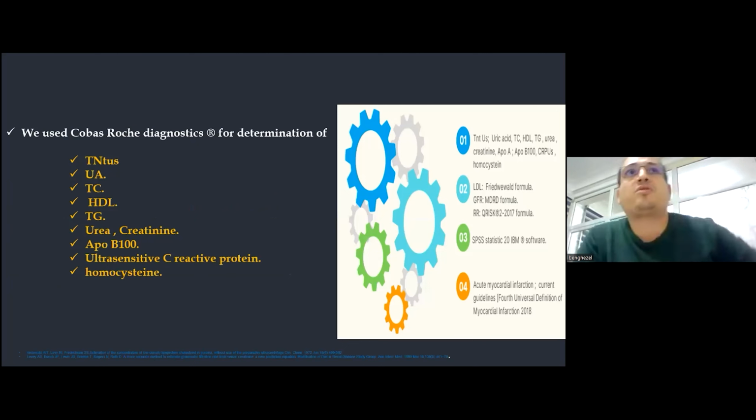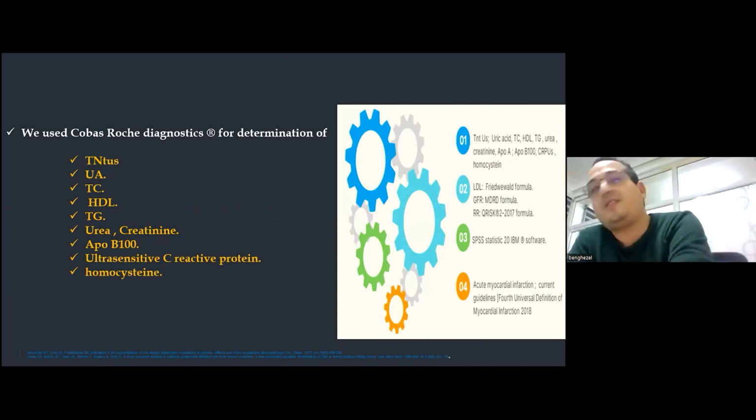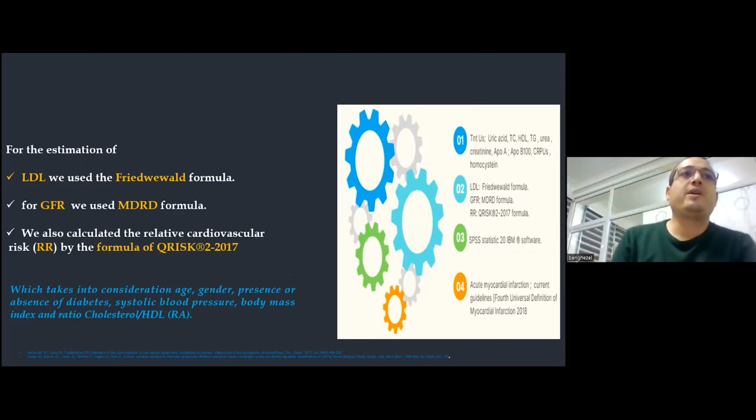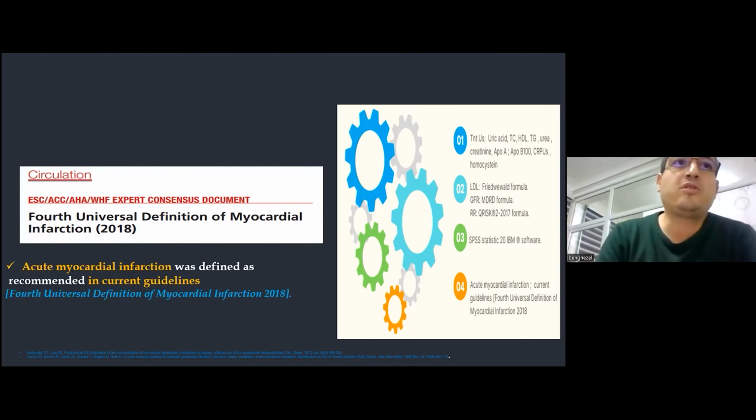We used Cobas Roche Diagnostics for determination of troponin, uric acid, total cholesterol, HDL, triglyceride, urea, creatinine, ApoB100, CRP, and homocysteine. For the estimation of LDL, we used the Friedewald formula. For GFR, we used the MDRD formula. We also calculated the relative cardiovascular risk by the formula of QRISK 2007. The data are collected and analyzed by SPSS. Acute myocardial infarction was defined as recommended in current guidelines.